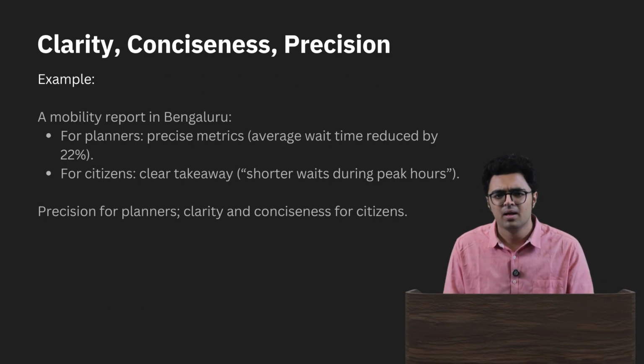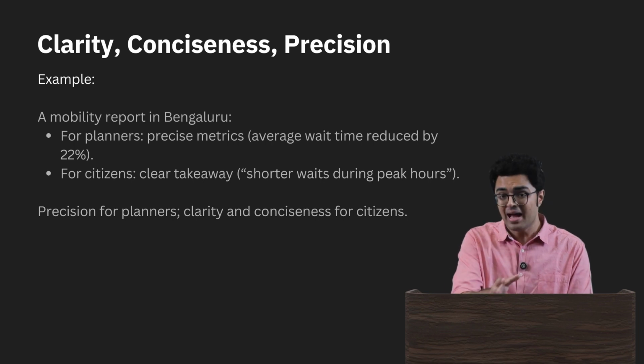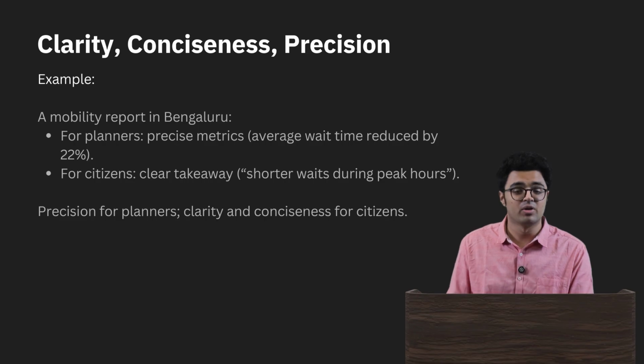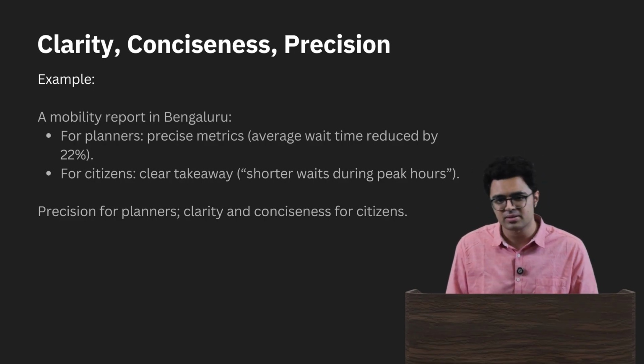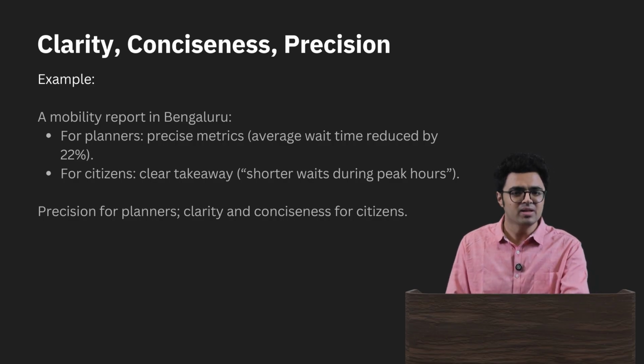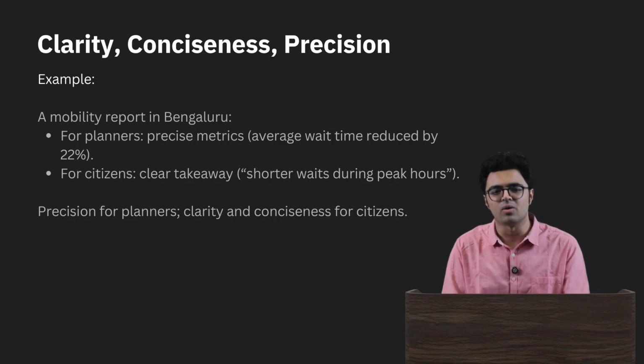Here's an example. Let's think of a mobility report in Bengaluru. For planners, this will deliver precise metrics. For example, average wait time reduced by 22%. On the other hand, for citizens, it will have clear takeaways. For example, shorter waits during peak hours.